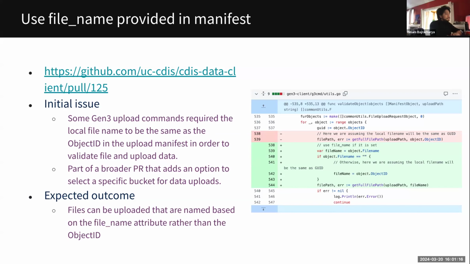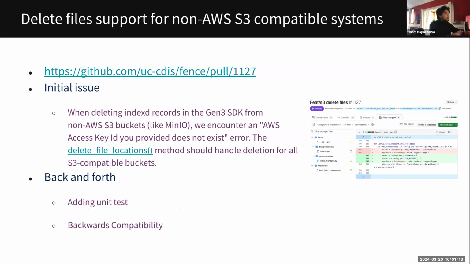The next slide, please. Yeah, the second PR involves Fence, our authentication service. The issue was when deleting files from a non-AWS S3 bucket like Minio, we would encounter an AWS access key ID error. The PR created by the OHSU team generalizes functionality of our object retrieval, upload, and delete so that it works with any S3 compatible APIs.